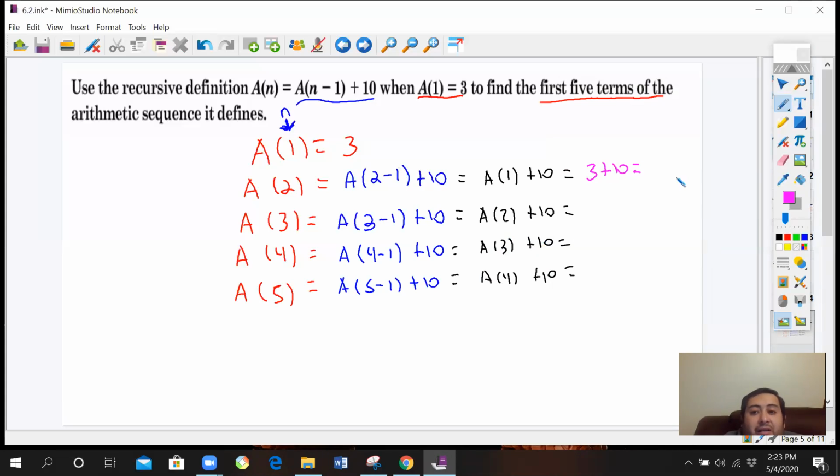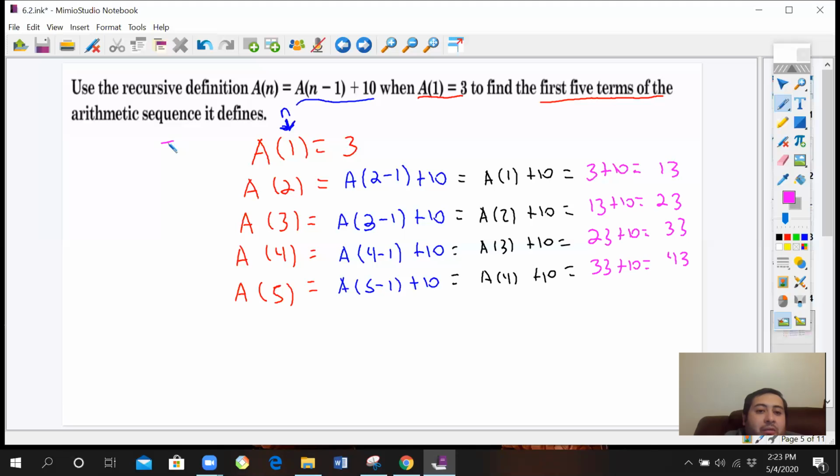plus 10. That's going to give us 13. Your A2 is 13 plus 10, which is going to give us 23. So 23 plus 10, that's going to give us 33. So 33 plus another 10 is going to give us 43. So that's your 5th term.